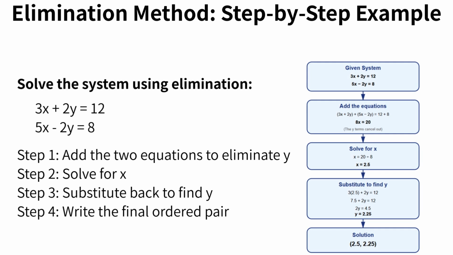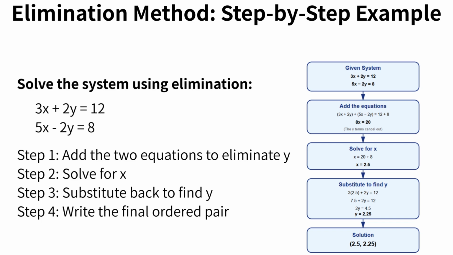Now, let's walk through a full example using the elimination method. We want to solve the system made of the two equations 3x plus 2y equals 12, and 5x minus 2y equals 8. Notice that the coefficients of y are positive 2 and negative 2. This means the y terms will cancel out if we add the two equations together. So we add the left sides and the right sides. 3x plus 5x becomes 8x, and the y terms disappear completely. On the right side, 12 plus 8 gives us 20.